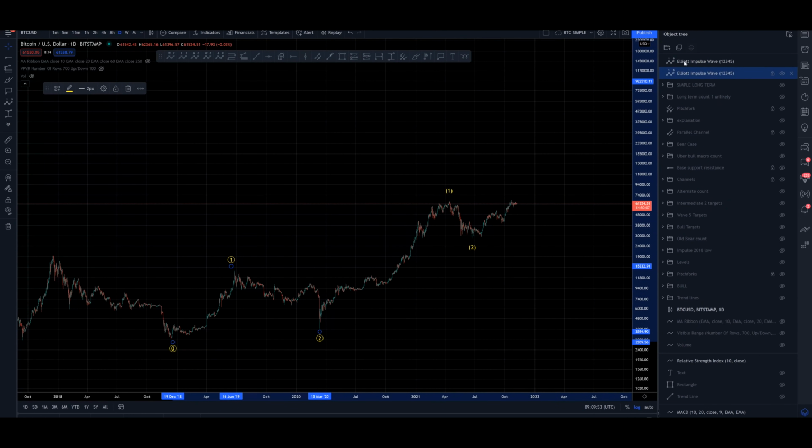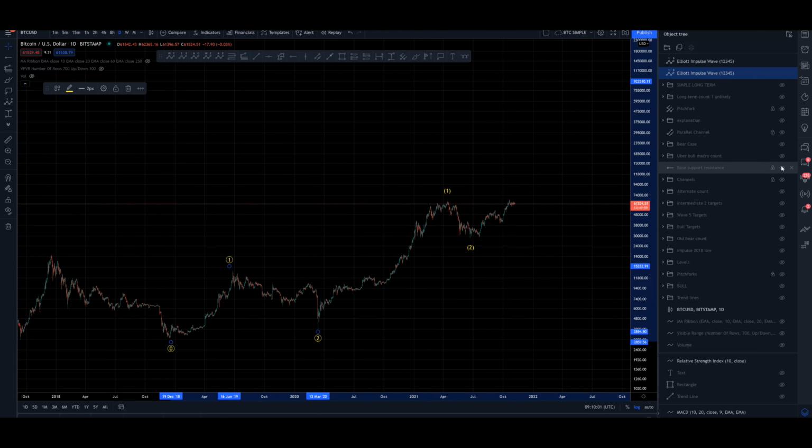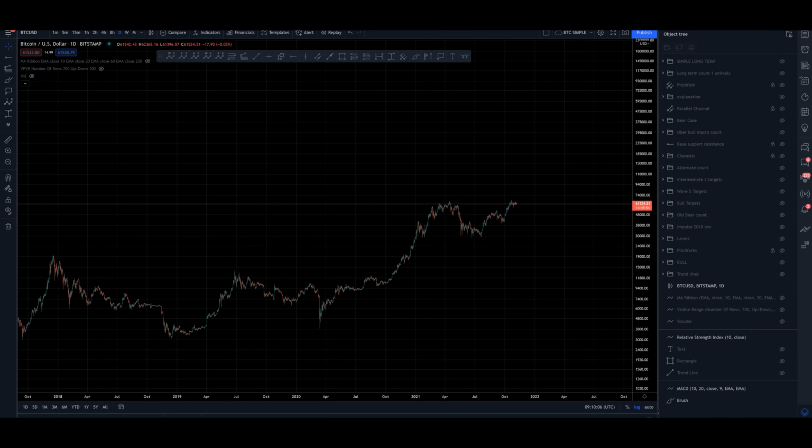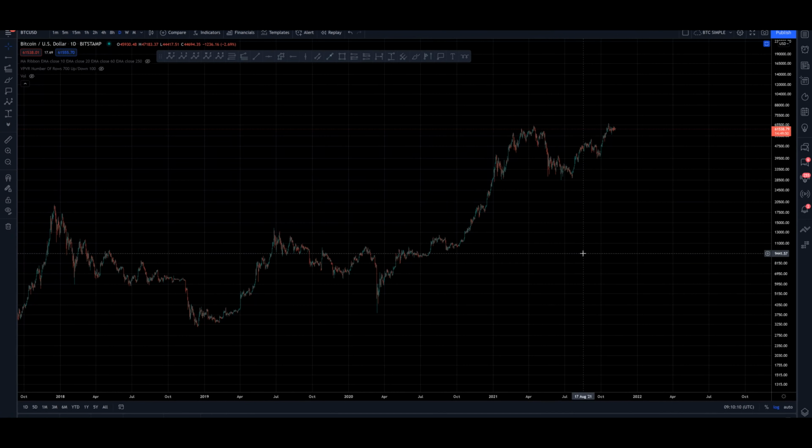Have I got this one? I think I have got this one as... Bear with me one moment. Yeah, so it's basically covered by the Uber bull count, so we don't need this. It's just the largest wave degree changes slightly. So that's the next long-term count. Moon Boy count. Okay, if you like that, I don't blame you. Who wouldn't like that if you bought Bitcoin?